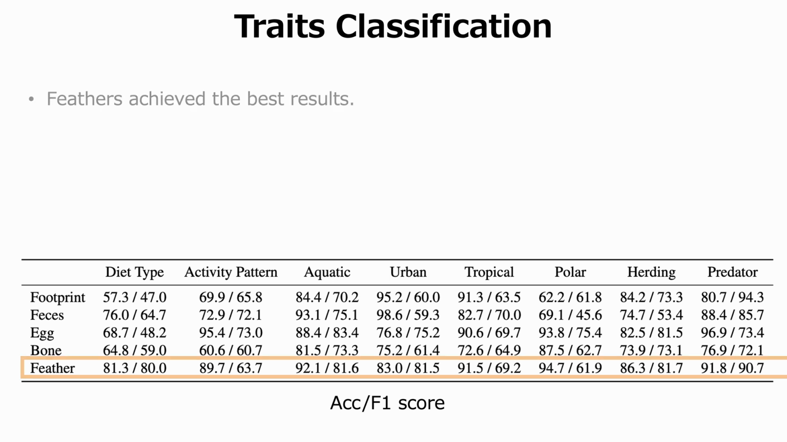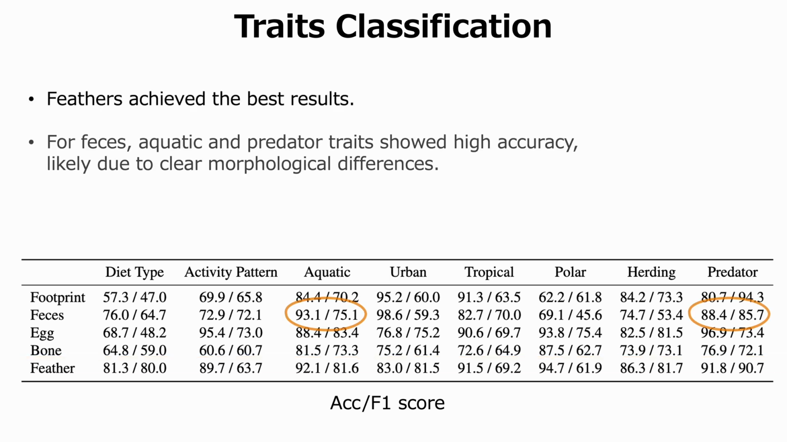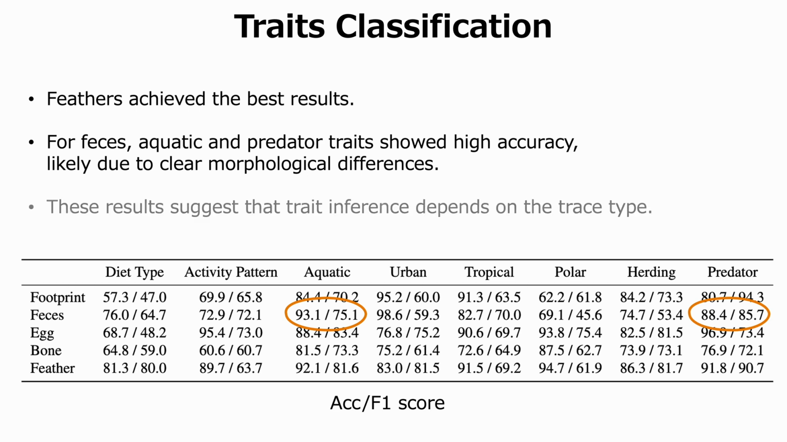Feathers achieved the best results overall. Interestingly, for feces, aquatic and predator traits showed high accuracy, possibly because of clear morphological differences among species. These results suggest that trait inference depends on the trace type.